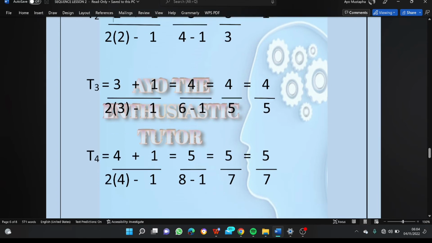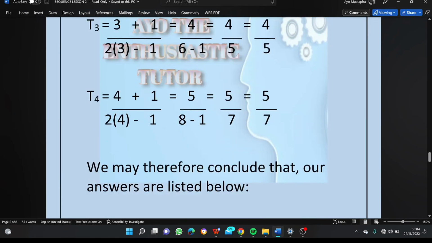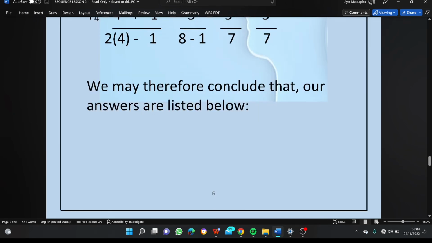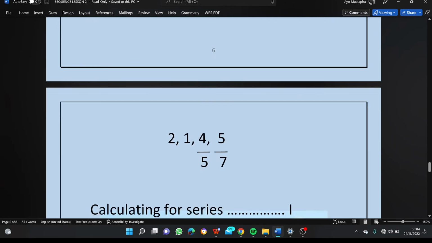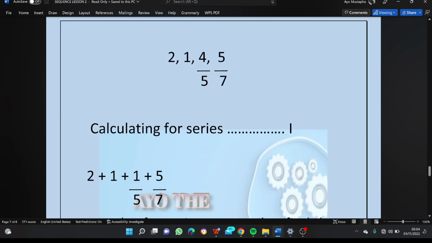So the same thing here, we have 4 plus 1. We have 2 into bracket 4 minus 1. So we have 8 minus 1. Then we have 5. 4 plus 1 gives us 5. So we have 5 over 7. So we leave it that way. So we may then say our fourth term is 5 over 7. For the first term, we have 2, second, 1, third, we have 4 over 5, then the fourth is 5 over 7. So now calculating for series.